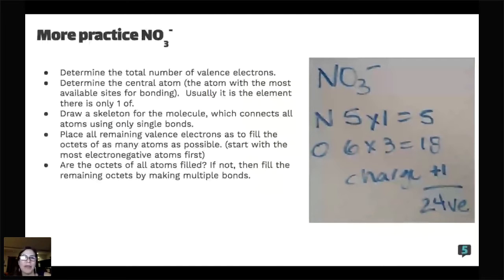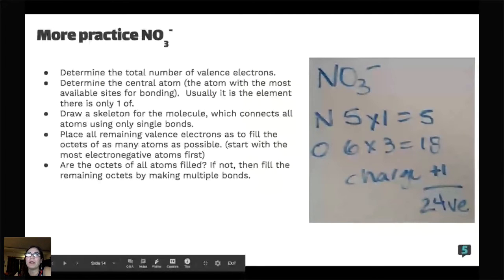Sorry, I didn't notice the video got stuck. My question was, why do we need to add 1 here? Why do we need to add 1? Correct. Excellent, very good. Because there's a negative charge and electrons are negative, so we need to add one extra electron. So now our count is 24 valence electrons. We have to do everything with 24.